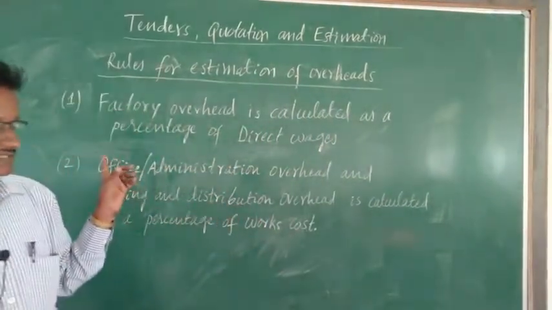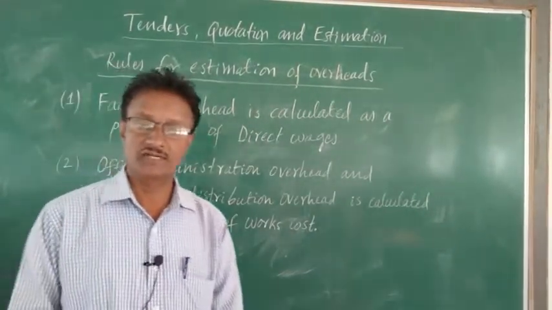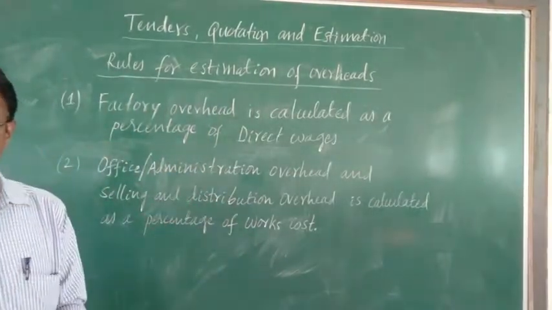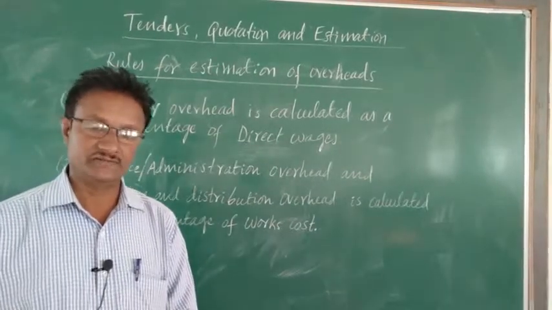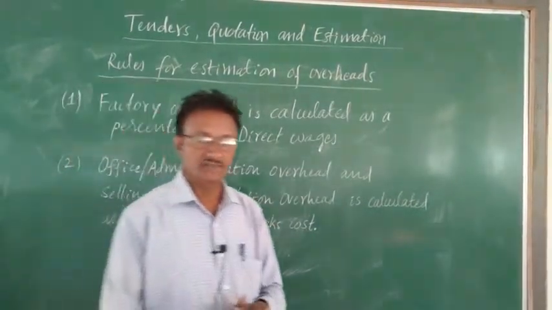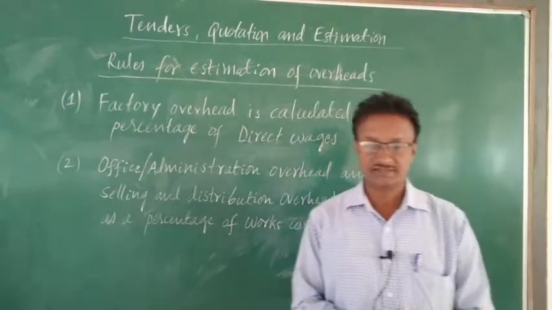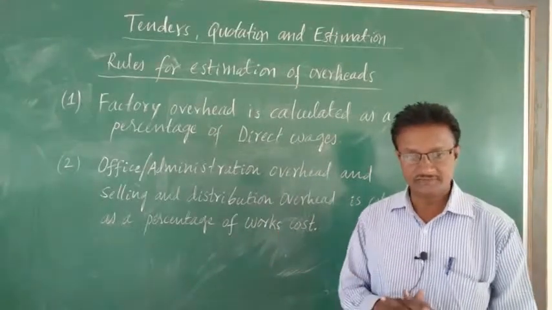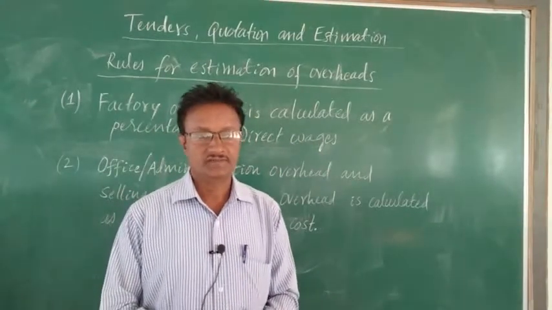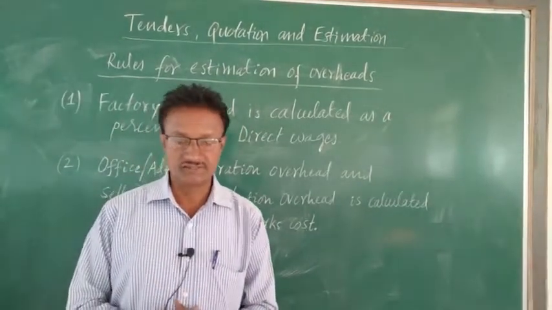If there is no specific information in the problem about how to calculate the overheads, then we should follow these rules. The first rule is factory overhead is always calculated on direct wages and all other overheads are calculated as a percentage of works cost. Let us take one example for preparation of cost sheet by following these rules.